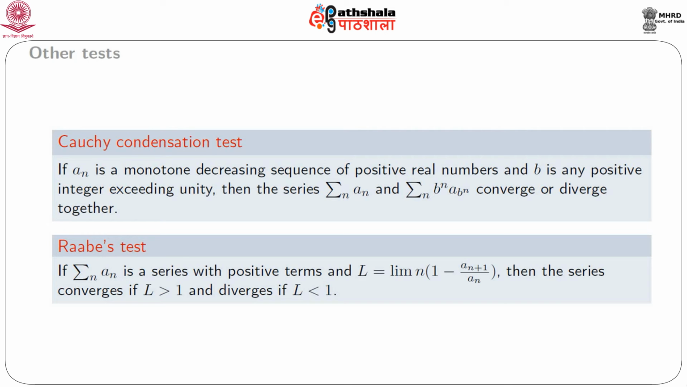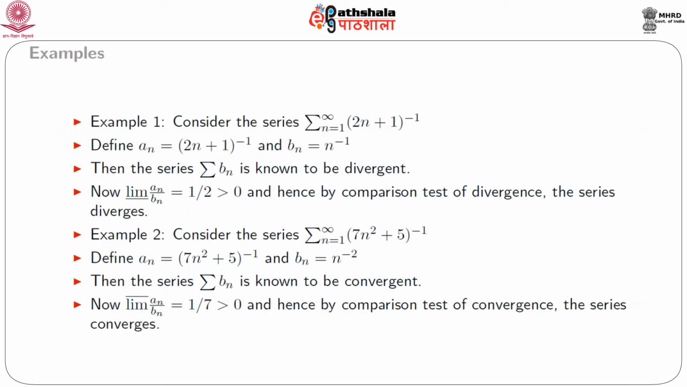So let us consider some examples. In our example 1, we have considered the series summation n from 1 to infinity of 1 by (2n plus 1). Here we define a_n equal to (2n plus 1) to the power minus 1 and b_n as 1 by n. Then the series summation 1 by n is known to be divergent, and now limit inferior of a_n by b_n equals half, which is positive.